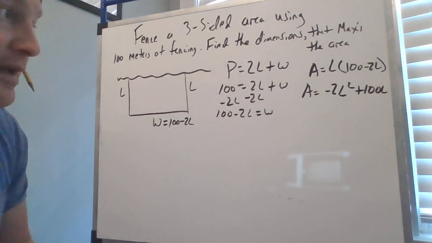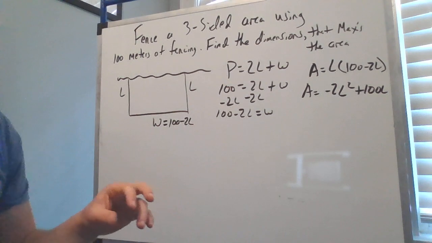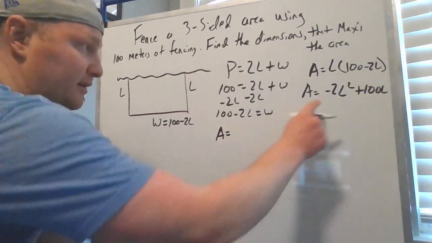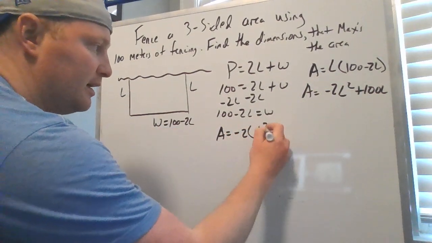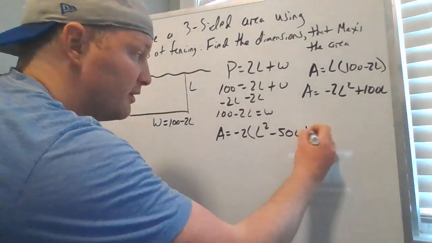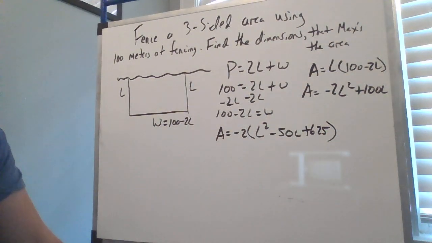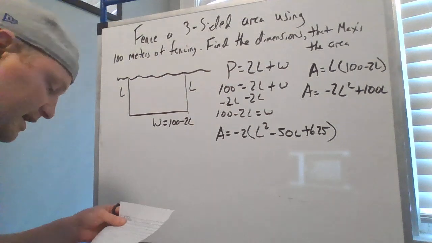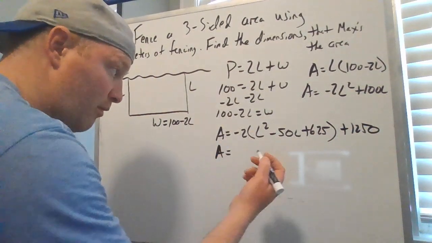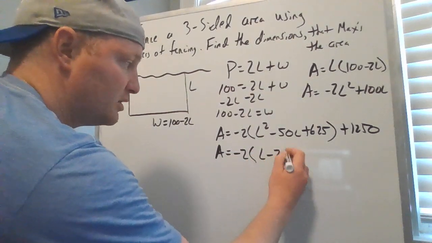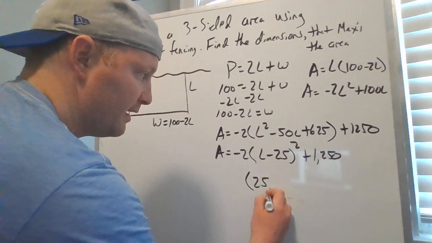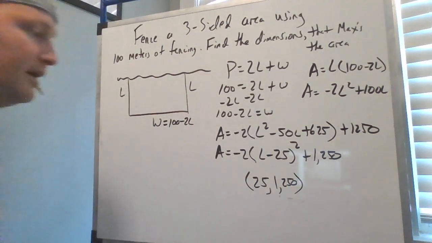Now that I have my area formula written, I'm going to use my knowledge of quadratics, vertex, maximums, all that stuff, to do completing the square to find my maximum. So A equals, I'm going to factor out the negative 2 from these two terms. So negative 2 on the outside, L squared minus 50L. Half of this is negative 25. Negative 25 squared is positive 625. Then I have to remember I did this times this, which is negative 1,250, so I bring out a positive 1,250. So my vertex form of this quadratic is negative 2 on the outside, L minus 25 squared plus 1,250. So my vertex is at positive 25, comma, 1,250.